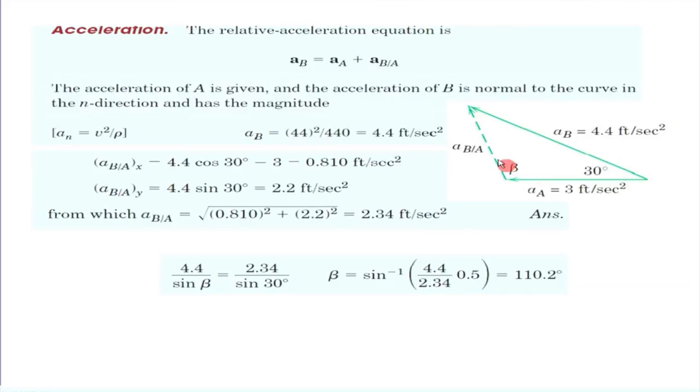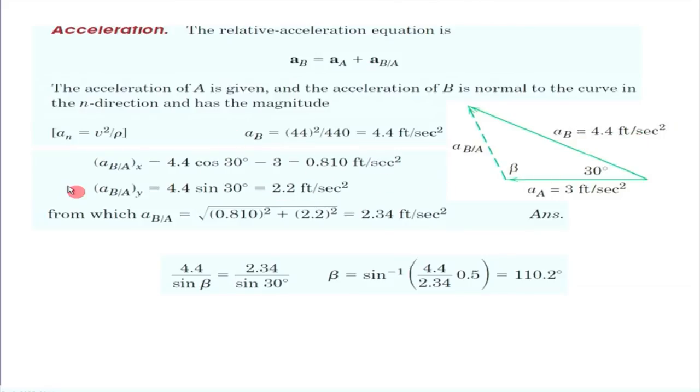Now this problem we can do in two different ways. One simple way is that this angle is unknown to us, so we can use components. The x component of acceleration of B relative to A is the x component of this minus the x component of this, which is 4.4 cos 30 minus 3 feet per second squared. That gives the x component of the acceleration of B relative to A. The y component is simply the sine component of this, for this triangle, 4.4 sine 30.